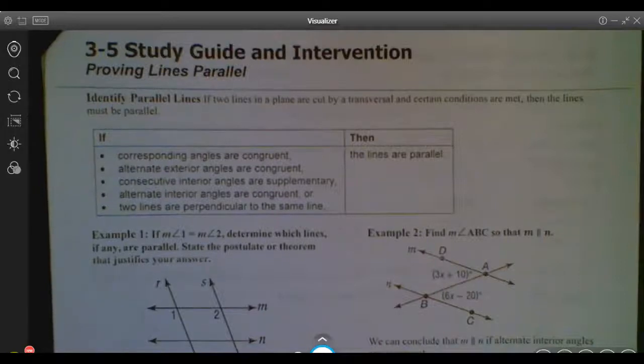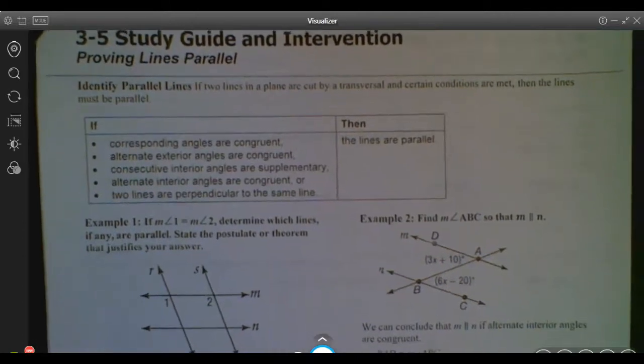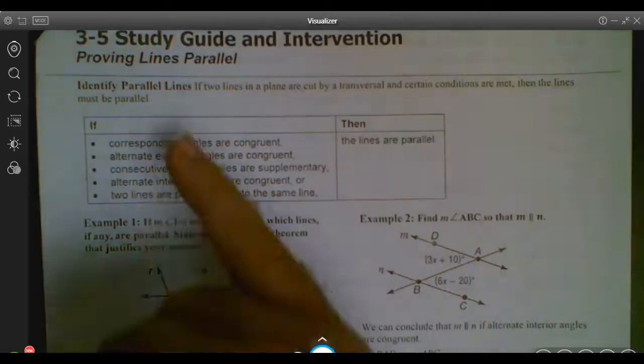Alright guys, for the final section that we'll be covering for this chapter, section 5, we are looking at the idea that this chapter started out with, but in reverse. We started the chapter by learning about some special angle names like alternate interior angles, corresponding angles, all that kind of stuff that you see in the list right here.